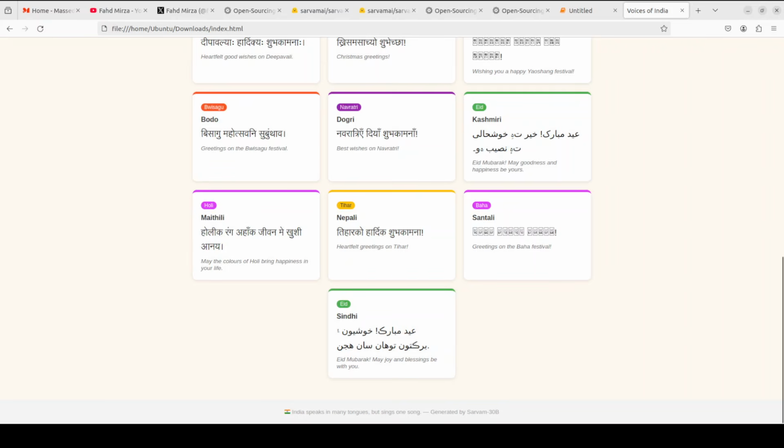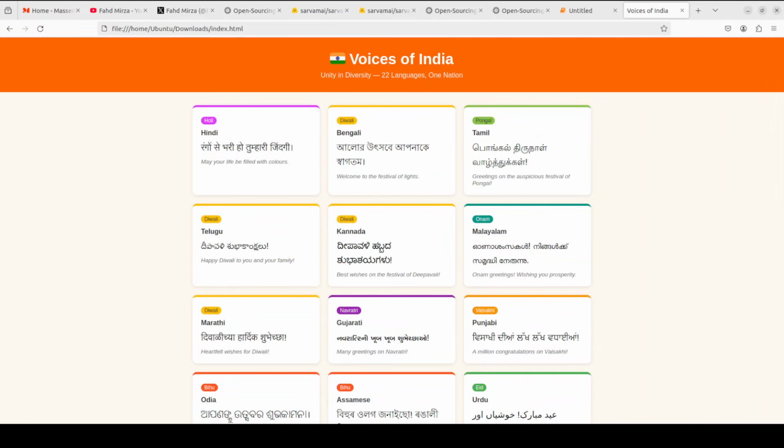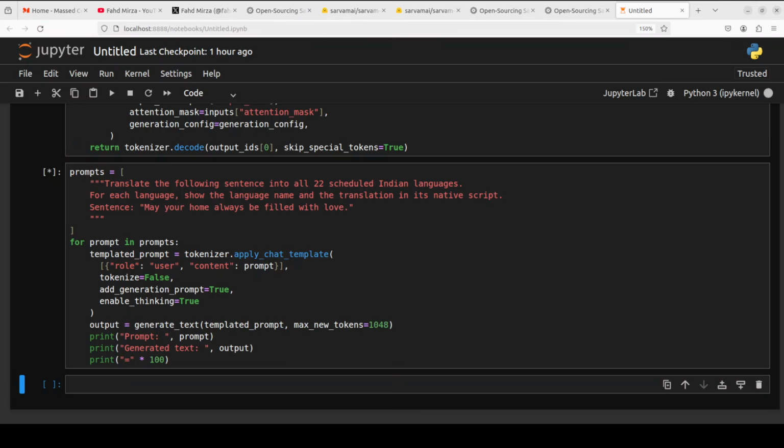It says India speaks in many tongues, but sings one song. This one is nice. Anyway, let's try out another one. Okay, next up, I'm asking it to translate the following sentence into all 22 scheduled Indian languages. And the sentence is, may your home always be filled with love. Let's see how it goes.